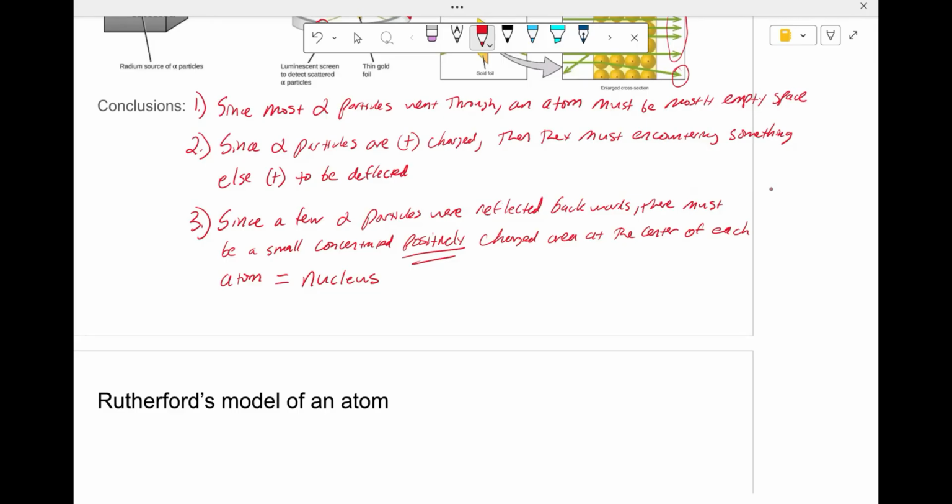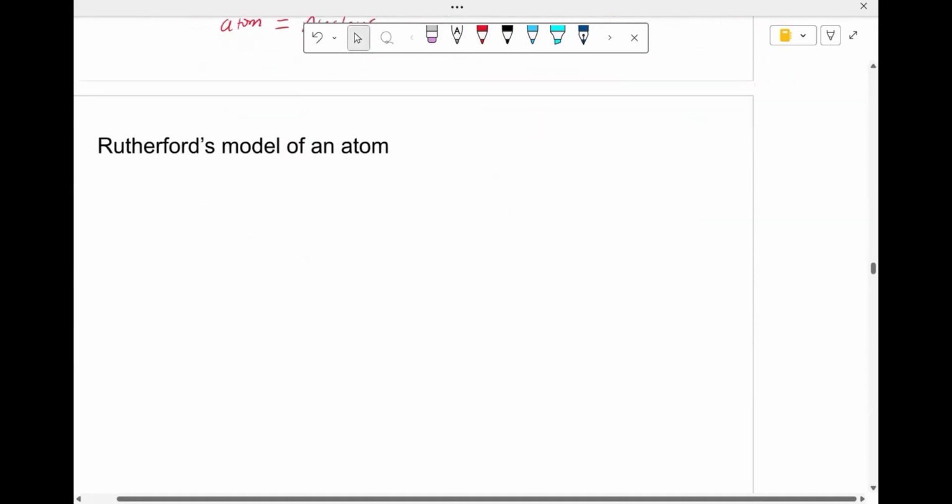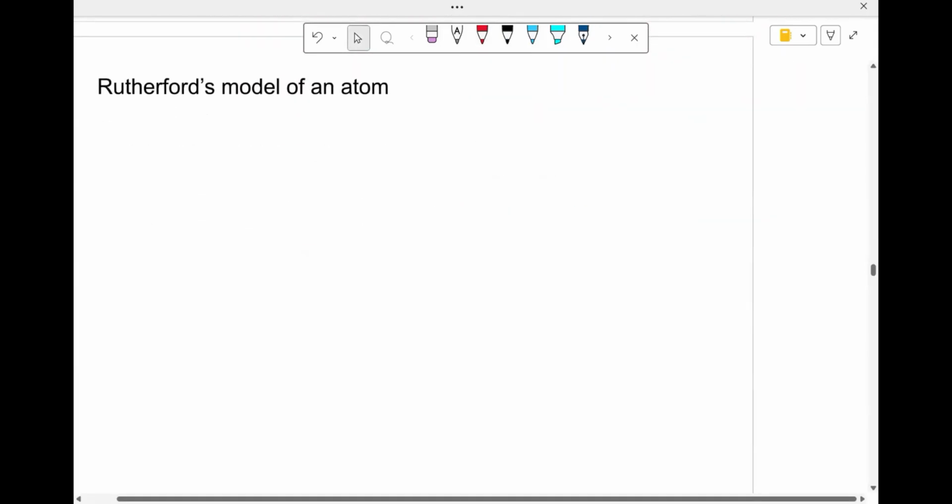So finally, we have a pretty good picture, or it's not complete yet. We'll see why in a second, but a somewhat complete picture of what the true model of an atom should look like. And I'm not going to draw pictures of it yet because we're going to see later on how these models get adjusted.